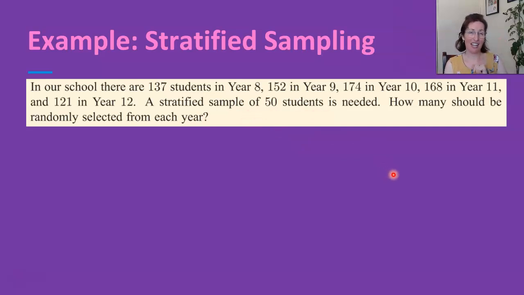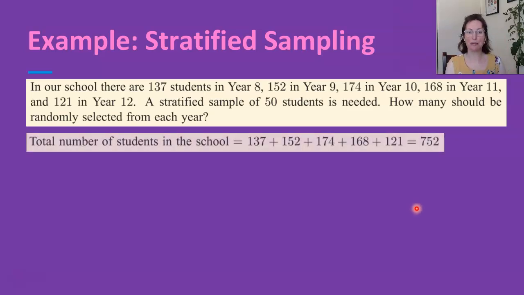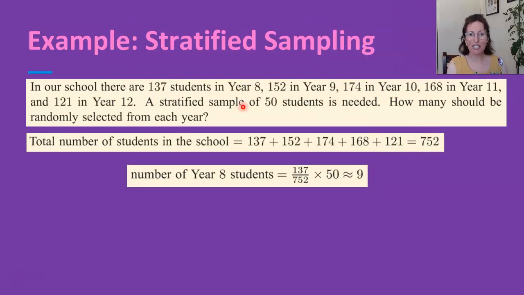Now you might look at that and go, oh, there's 5 year levels, so let's take 10 from each. But that's not a true representation of each year level. So how many in the whole school to start with? You add up the total number in each year level, 752 students in the school. So which cohort had the most there?